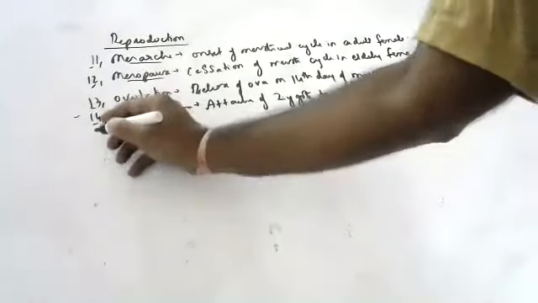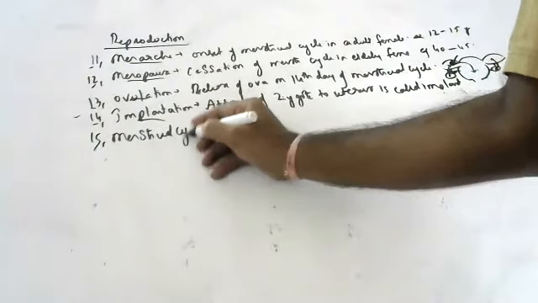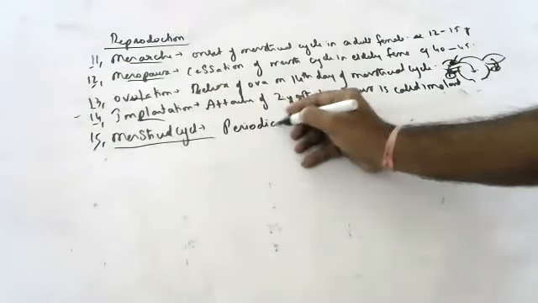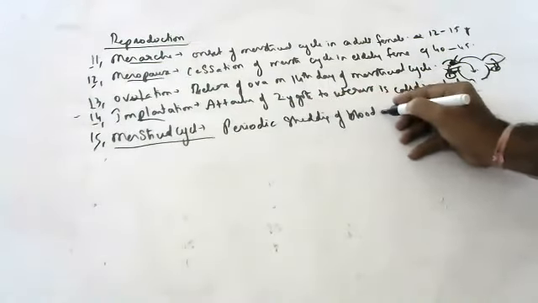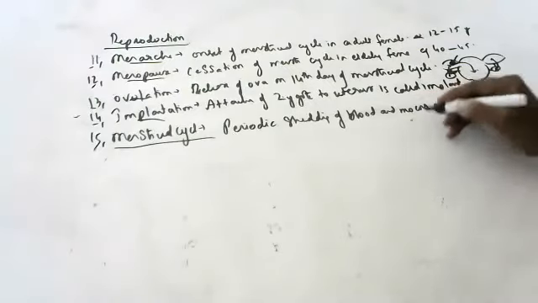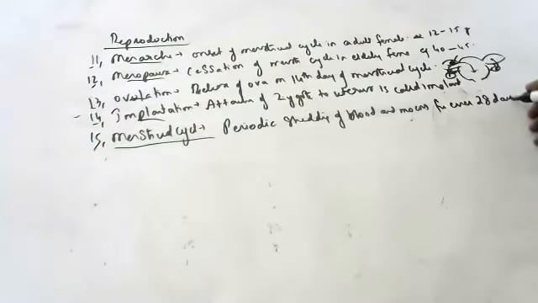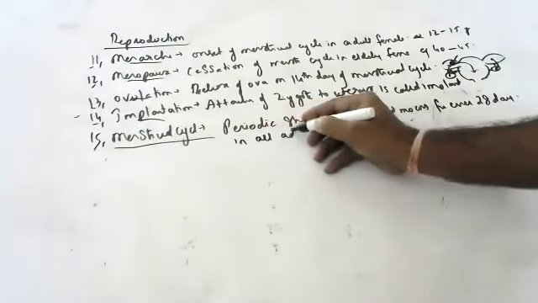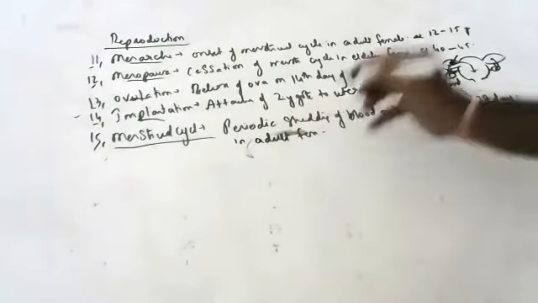What is basically the menstrual cycle definition? The menstrual cycle is the periodic shedding of blood and mucus for every 28 days in all adult females. This is called the menstrual cycle.